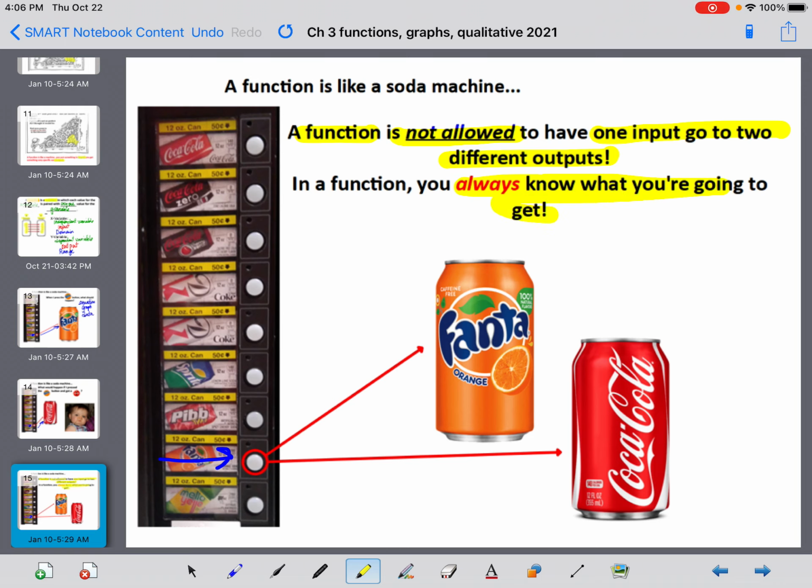Okay? In a function, I should always know what I'm going to get. You may or may not know, but your data should at least tell you that you're getting the same thing every time. Whatever your input is, it should give you the same output every time. Okay.